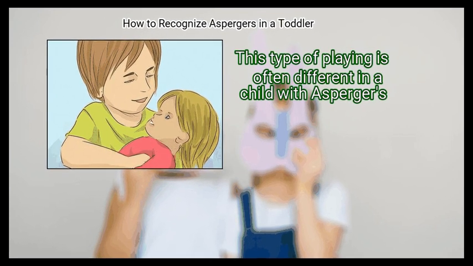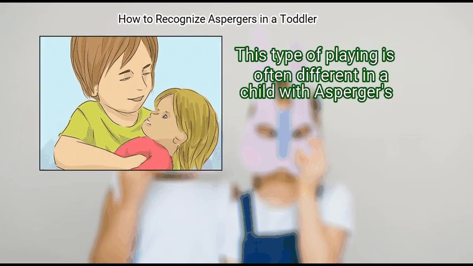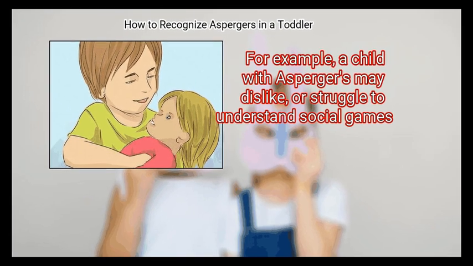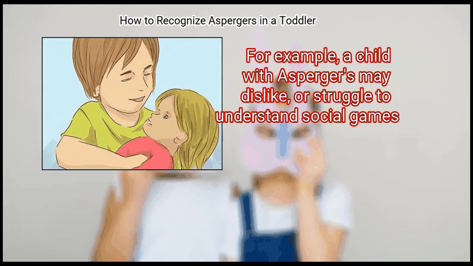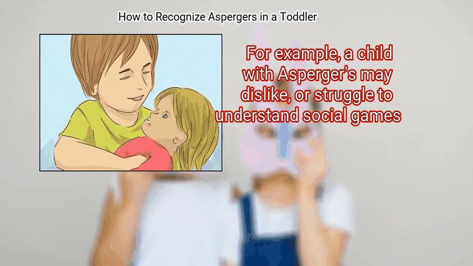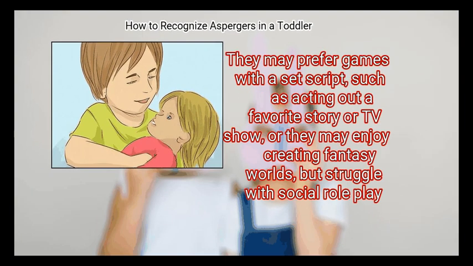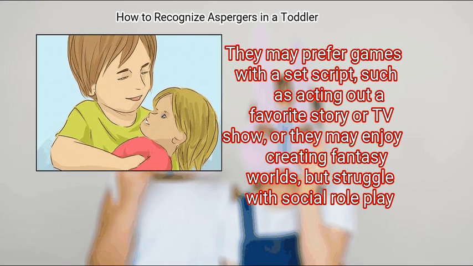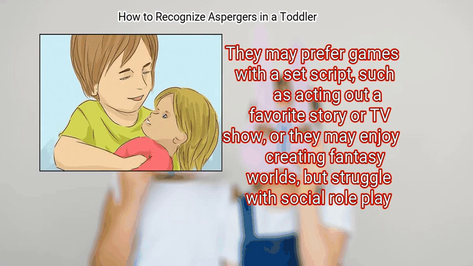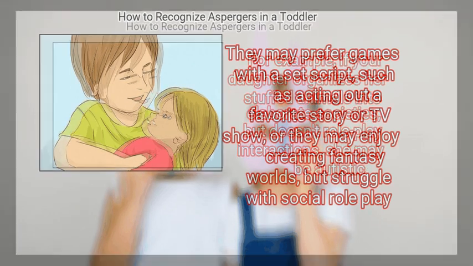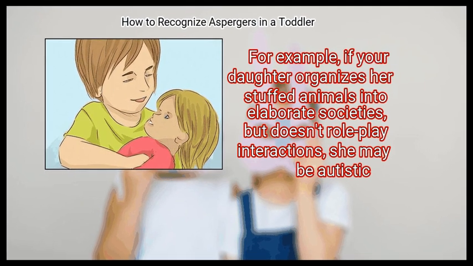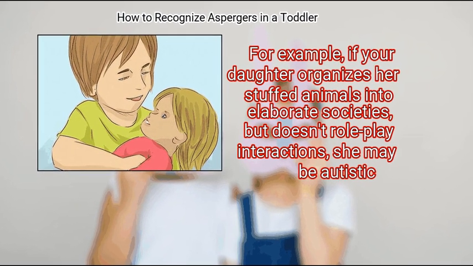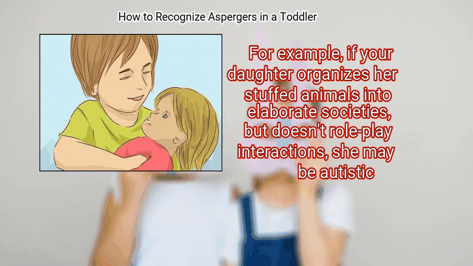Step 2. Examine imaginative play. This type of playing is often different in a child with Asperger's. For example, a child with Asperger's may dislike or struggle to understand social games. They may prefer games with a set script, such as acting out a favorite story or TV show, or they may enjoy creating fantasy worlds, but struggle with social role play.